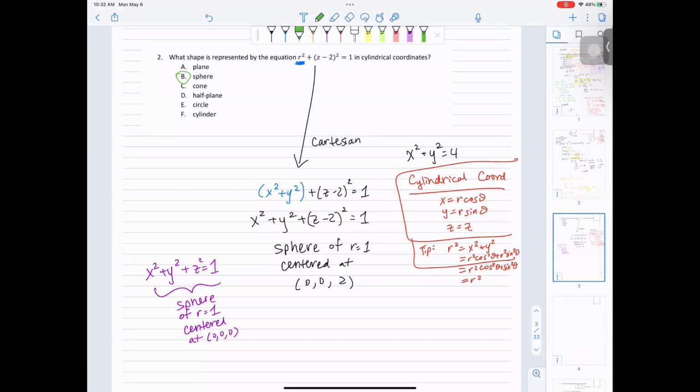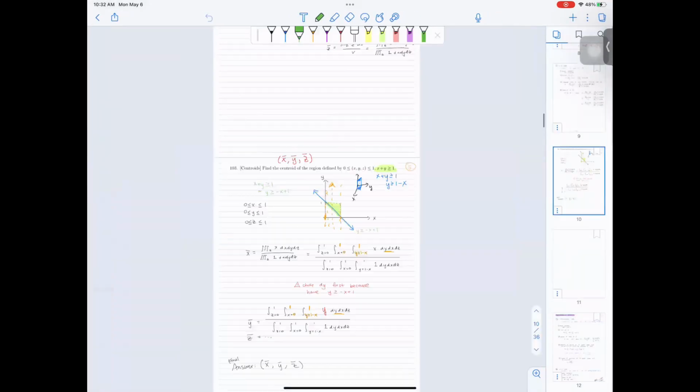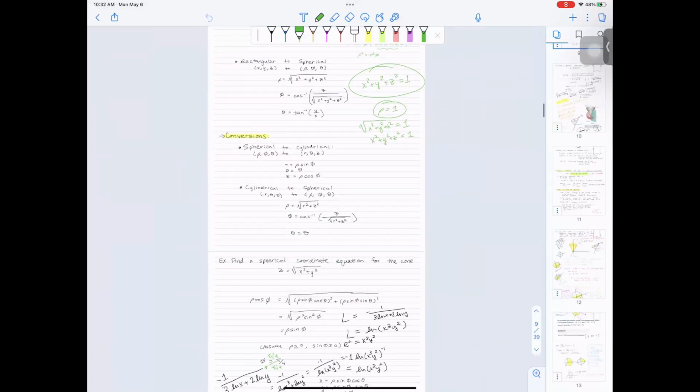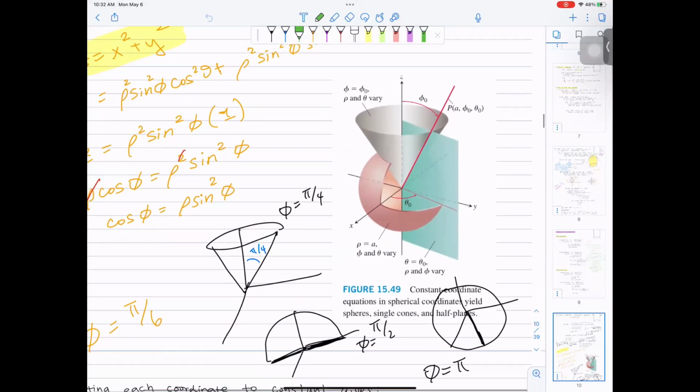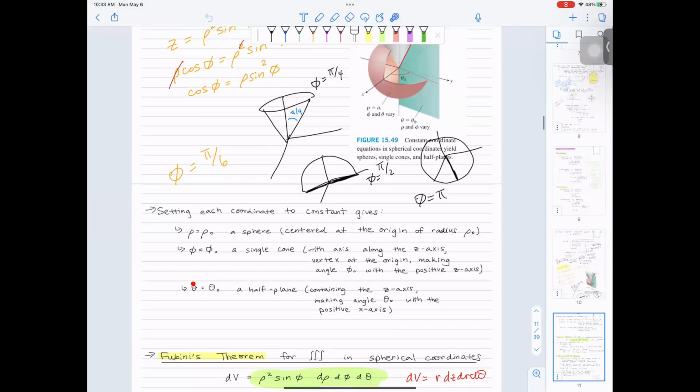What is a half plane? If you ever have theta equals a number, that means that it's a half plane. If you ever get phi equals a number, which we've seen a lot in the Friday quizzes, that corresponds to a cone. And if you get rho equals some constant number, that's a sphere.